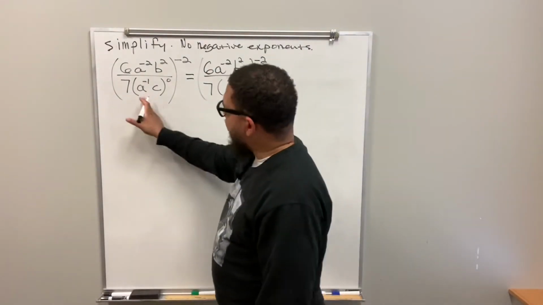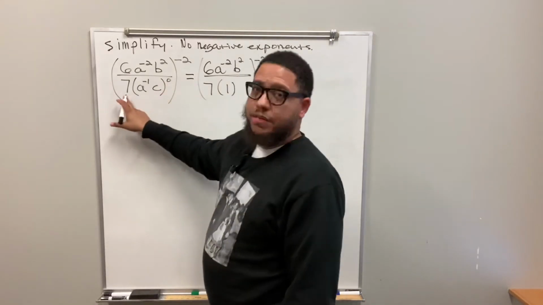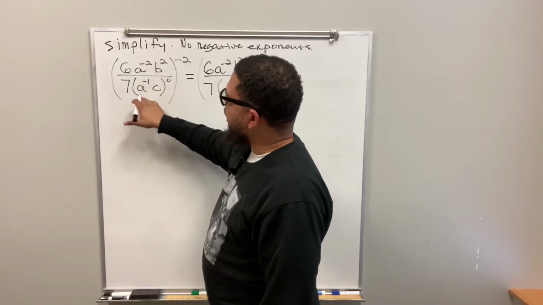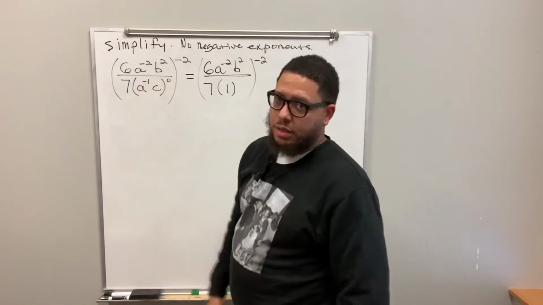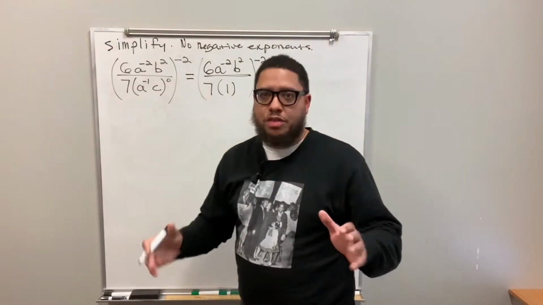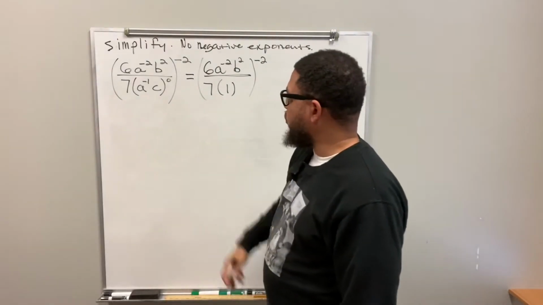So everything inside these parentheses becomes 1. This 0 has nothing to do with this 7, though. Nothing to do with this 7. This 0 has something to do with everything inside of these two parentheses right here. So everything inside of here, it doesn't matter what's in there. How big the number is, how small the number is, negative, positive, fraction, decimal, it doesn't matter. Everything's going to become a positive 1. All right?